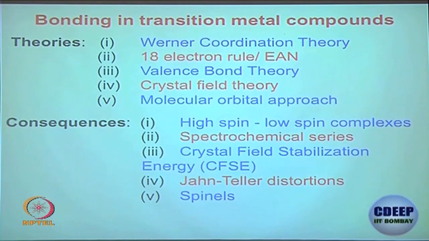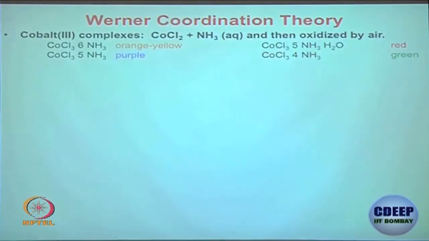Okay. I'll start with Werner coordination theory. I would like to take you back, let's say, 120-130 years, to what chemists were thinking. Right now we see the books, and books are well written, because a lot of studies have already been done over the last 100 years, 150 years. If you just look back, there was almost very little understanding about 150 years ago.